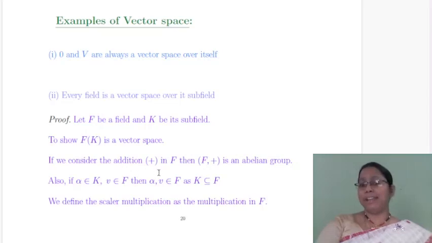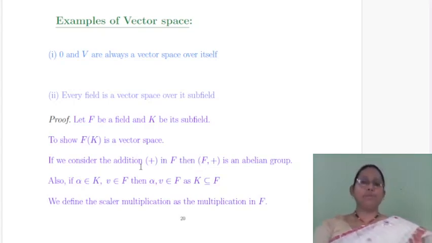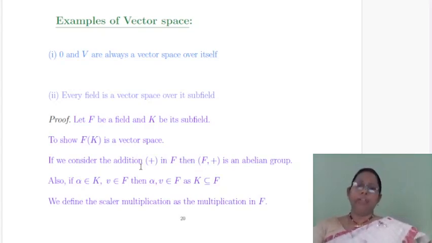If we consider addition in F, then by definition of field, F plus is an additive abelian group. A non-empty ring F is a field if F plus is an additive abelian group and F dot is a multiplicative abelian group. So here, if I consider addition in F, then F plus is the additive abelian group.